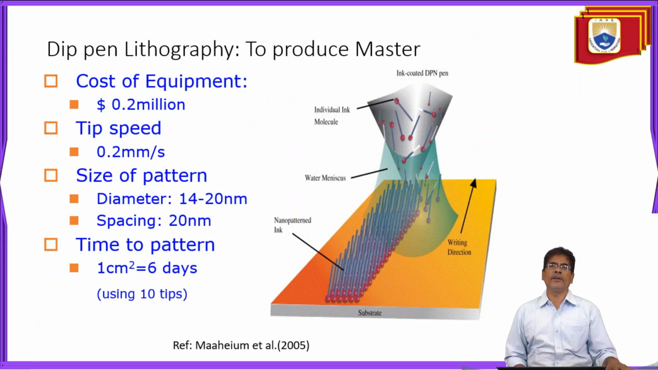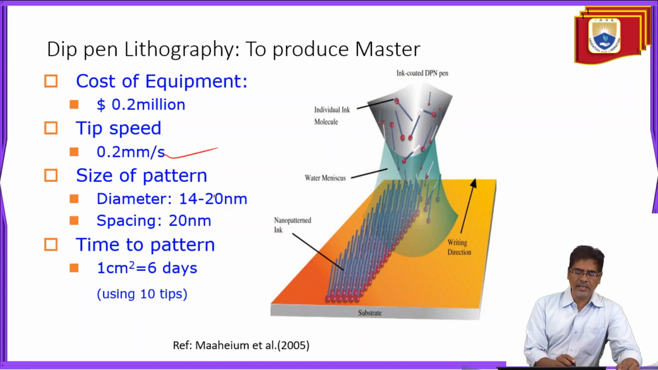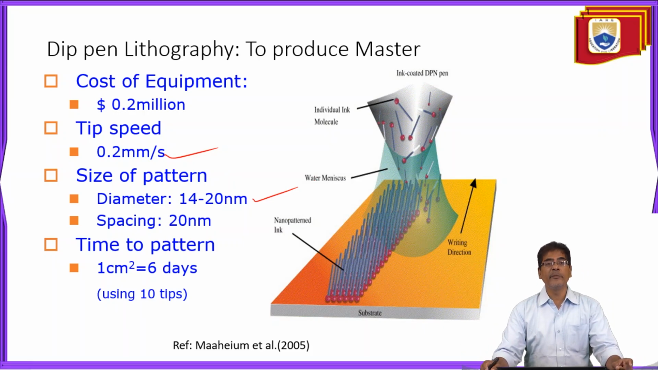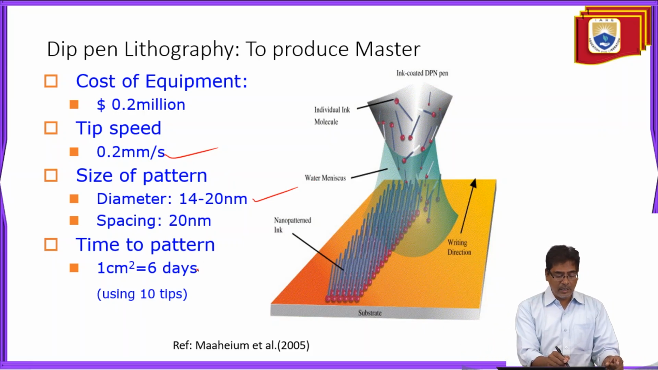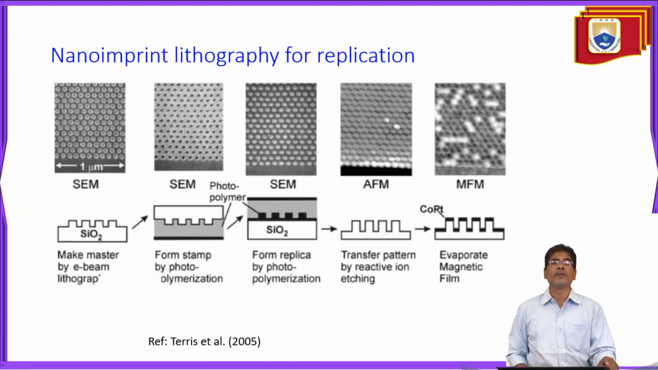So dip pen lithography is used to produce the master, right? Cost of equipment is around 0.2 million. Tip speed is around 0.2 millimeters per second. Size of pattern is 14 to 20 nanometers. Spacing is around 20 nanometers. Time to pattern 1 centimeter square is 6 days using 10 tips, right? So nano imprint lithography is used for replication, right?